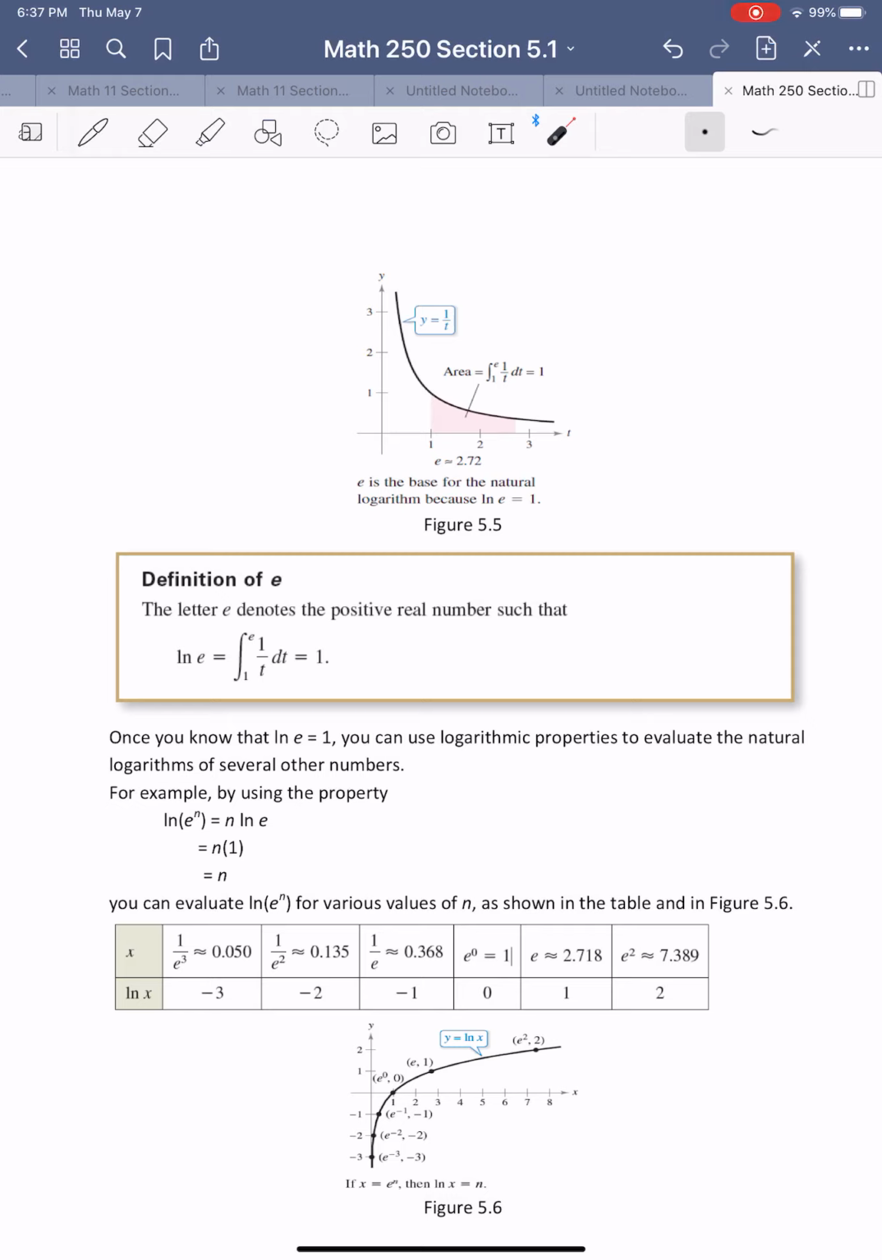So once you know that ln e equal to 1, you can use the logarithmic properties to evaluate the natural logarithm of several other numbers. For example, by using the property ln e to the n is the same as n times ln e, which is the same as n times 1, so it becomes n. So you can evaluate ln e to the n for various values of n as shown in the table here, and figure 5.6 has the pictures. So x and ln x, you plug it into the ln, and it comes out as these numbers. So it's going to be the same as the exponents from the expression.